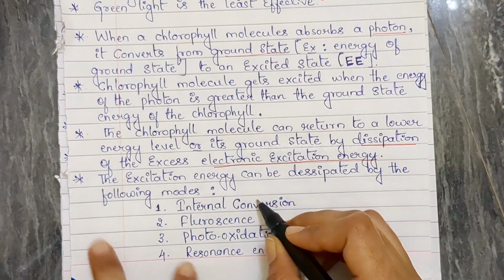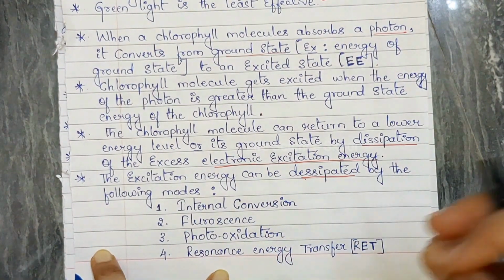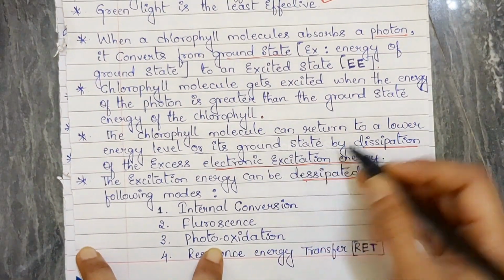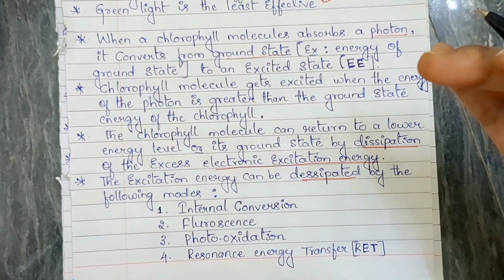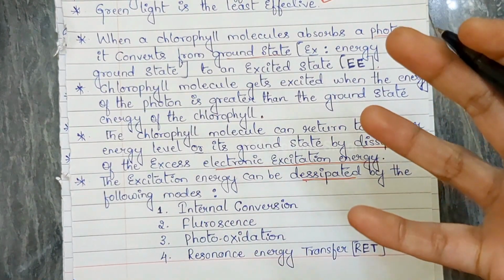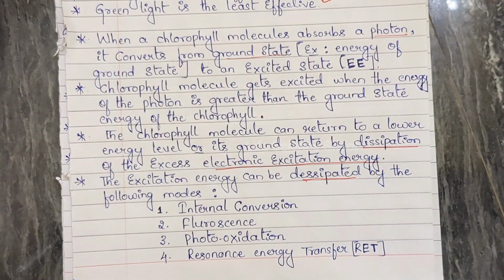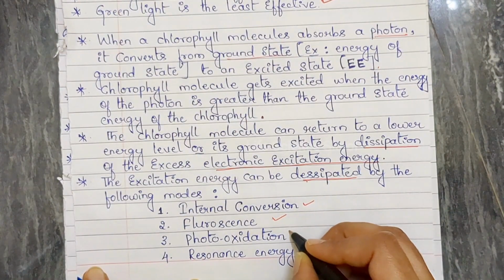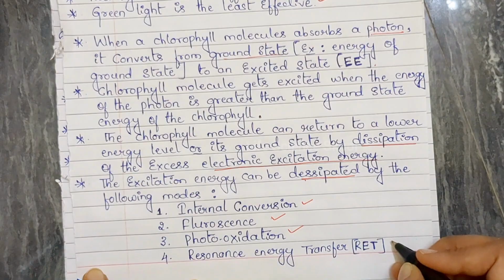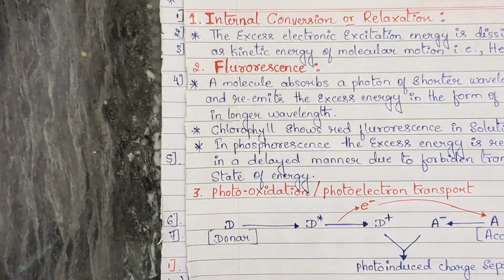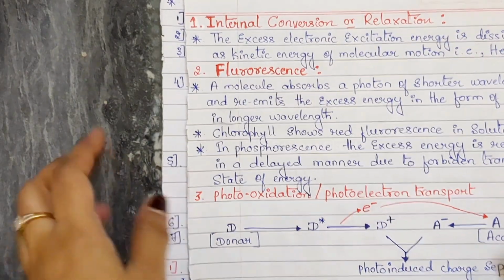The excitation energy can be dissipated, lost or declined by the following modes. Now the molecule is in the excited state, so how is the energy going to reduce? That is by the following four modes: internal conversion, second fluorescence, third photooxidation, fourth resonance energy transfer. Now we will move on to the next points. We will learn the first one here.